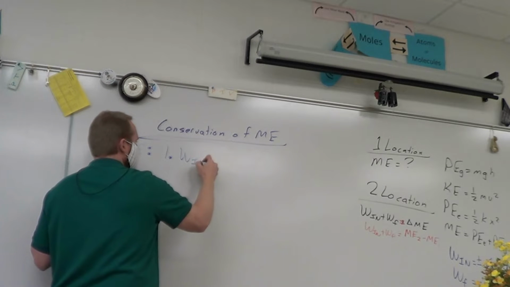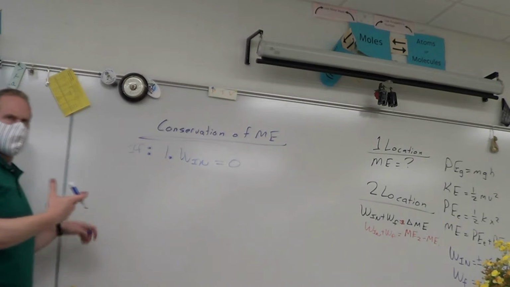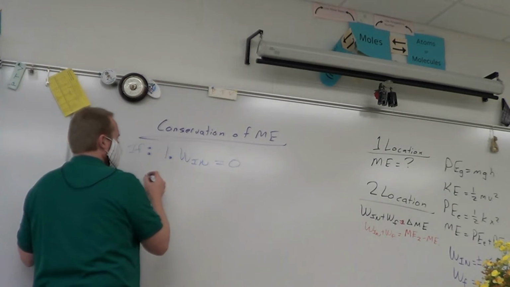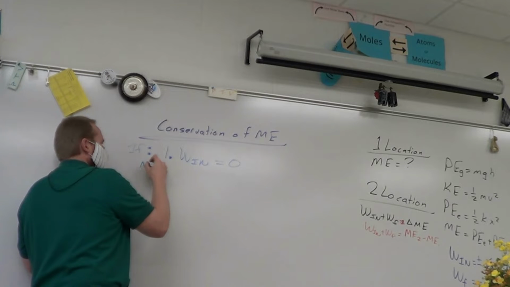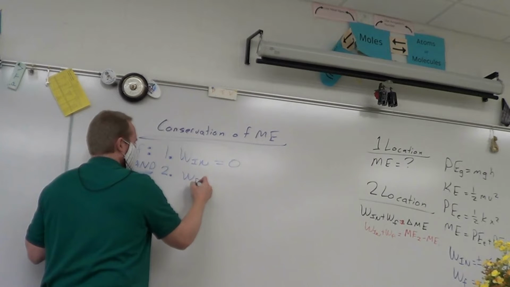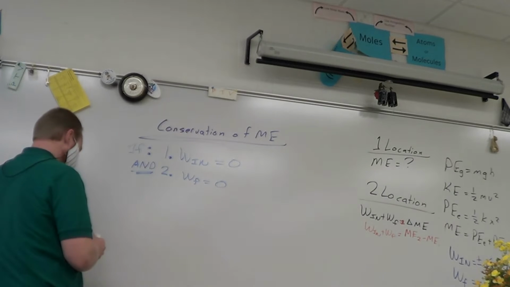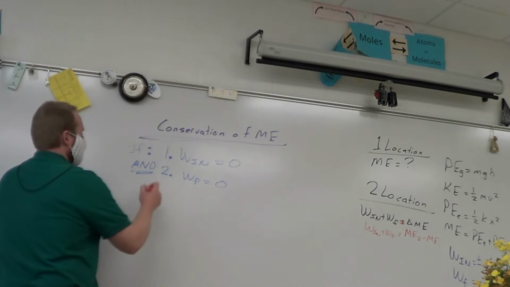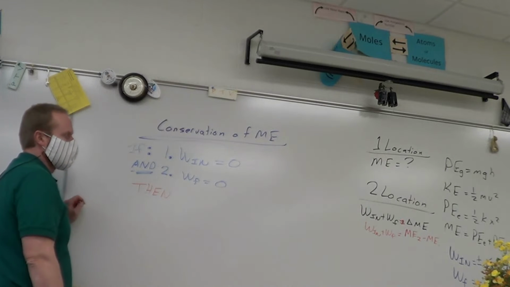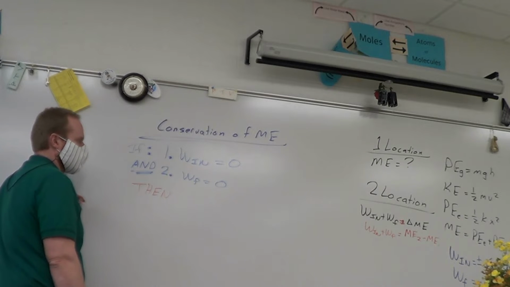my work in is equal to 0, okay, and how is your work in 0? Well, there's no applied force over a distance, displacement. So if your work in is equal to 0, and your work done by friction is equal to 0, so there's no friction over some displacement, then we get a special type of two-location problem called conservation of mechanical energy.